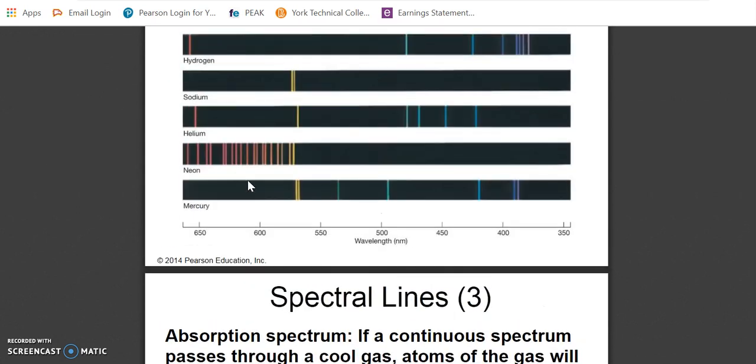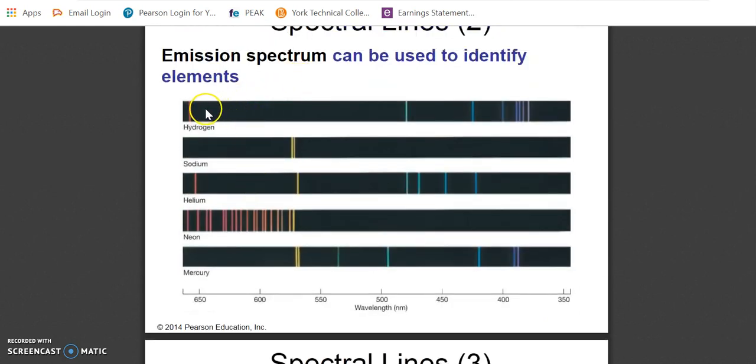All right, so again, the important part about this is that this pattern of lines is only related to hydrogen. It's like fingerprints, right? It's exactly like fingerprints. No two fingerprints are exactly the same. No two emission spectra are exactly the same.